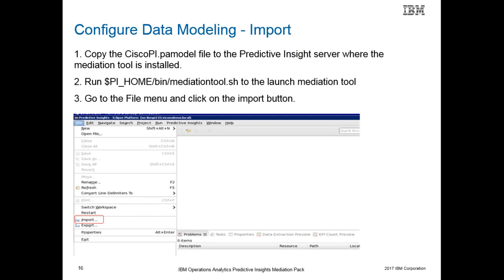The next step to perform is to configure the data modeling by importing the model file into the Predictive Insights server. Copy the PA model file to the Predictive Insights server where the mediation tool is installed. Then change to the bin directory to launch the mediation tool and go to the File pull-down menu and click on the Import button as shown on the slide.